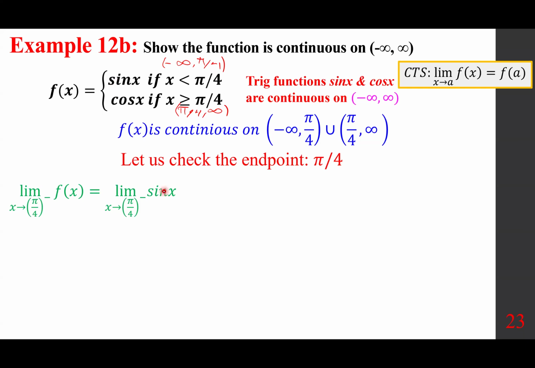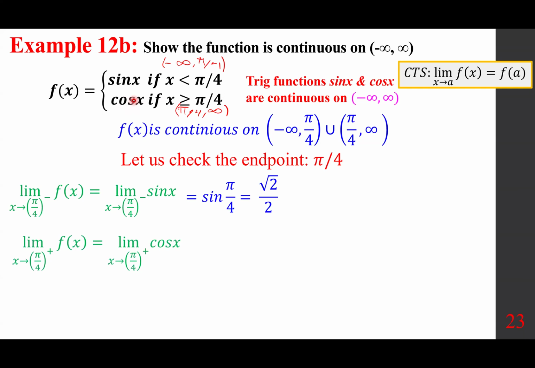Plug in sine of pi over 4. We should know it's square root of 2 over 2. It's one of those common arcs. So the limit from the left is that, and now we're going to take the same limit, but this time as x approaches pi over 4 from the right, and because x is larger than pi over 4 here, we're going to use the second piece.